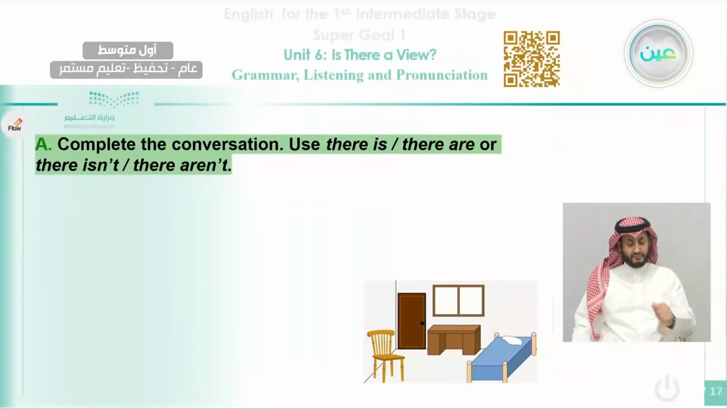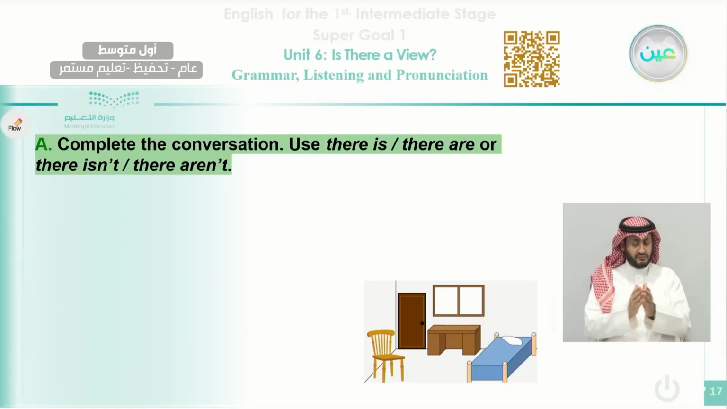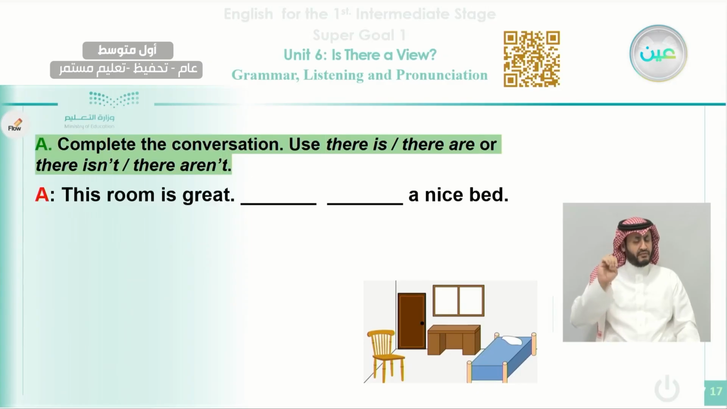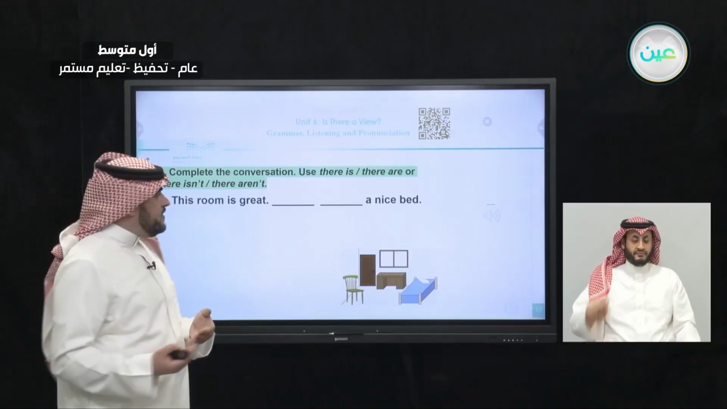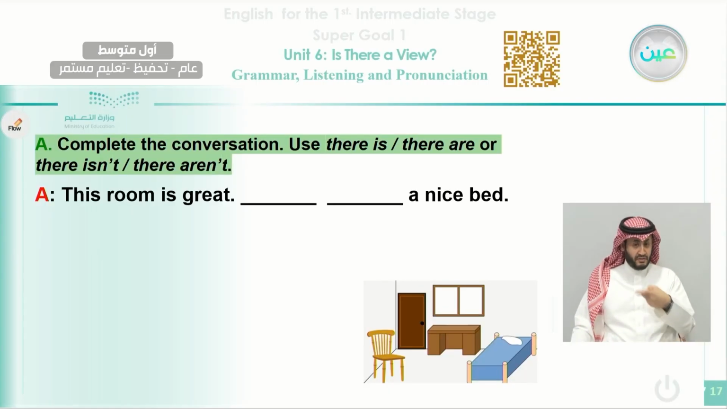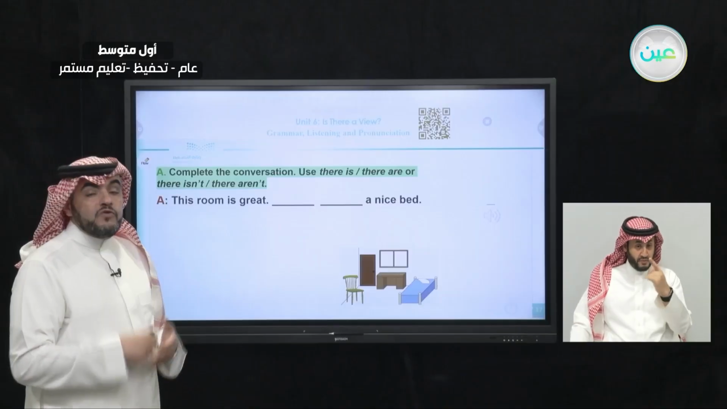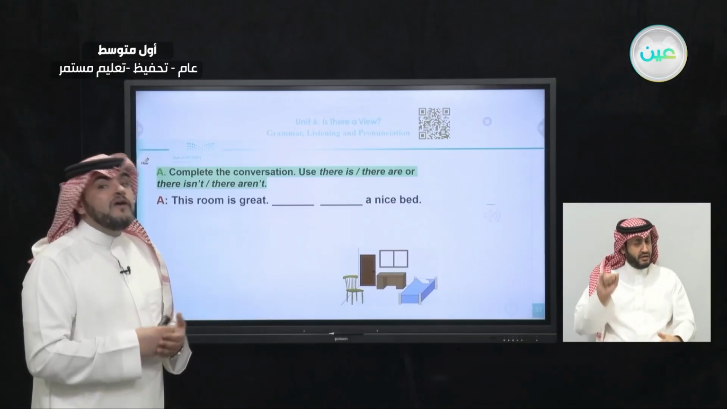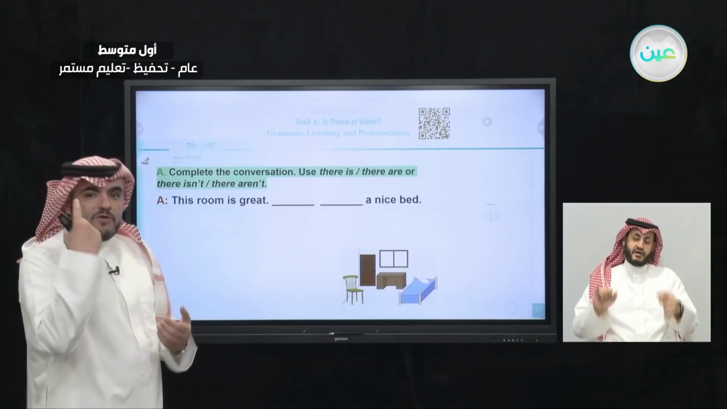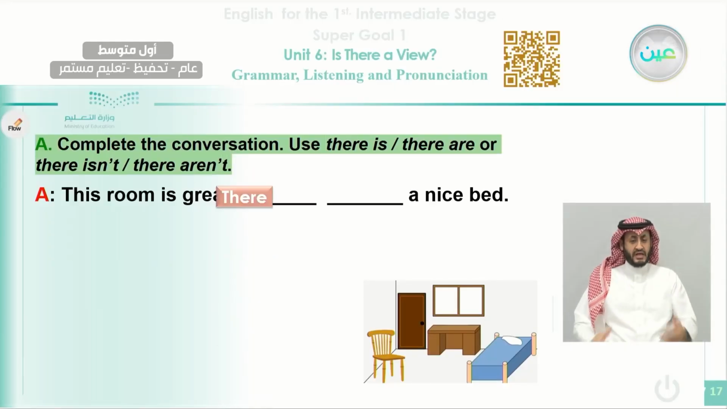Okay, and we move to the exercise. Complete the conversation. Use there is, there are, or there isn't, or there aren't. Look at number 1 here. This room is great. A nice bed. Let's use there is, there are, there isn't, there aren't. Okay, if you talk about a nice bed, one bed, do you say there is or there are? Excellent. We say there is because only one. Okay, there is one bed only.